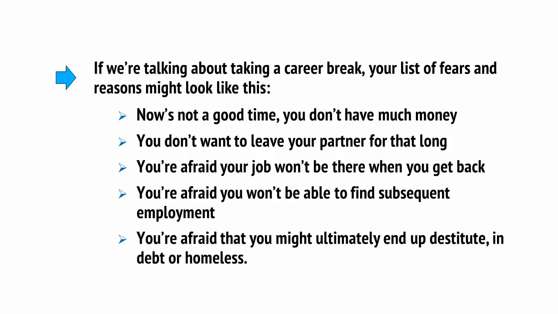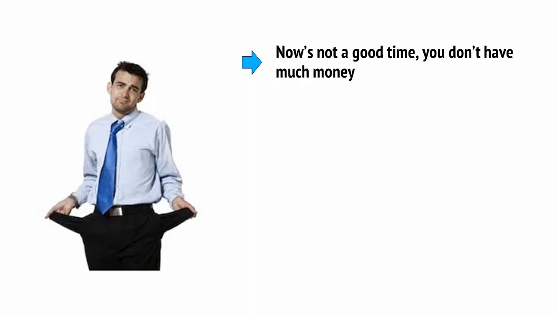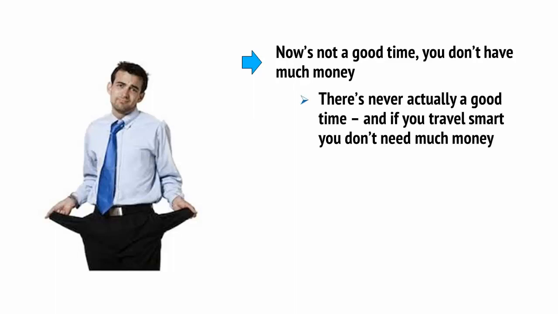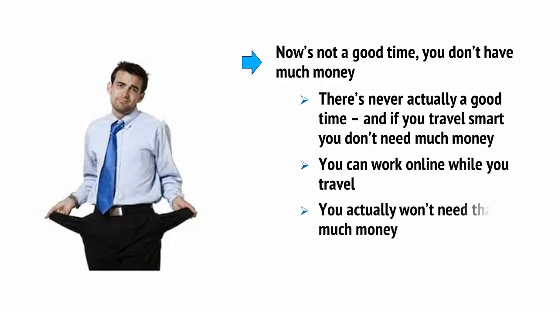Now, let's assess each of these beliefs. To do that, we're looking not only at how likely they are, but also how you'd cope if they were to happen. Think of contingencies and things you can do to prevent them from being likely. Okay, let's look at the first one. Now's not a good time, you don't have much money. Well, there's never actually a good time, and if you travel smart, you don't need much money. You can work online while you travel. You actually won't need that much money, and now is probably better than later.